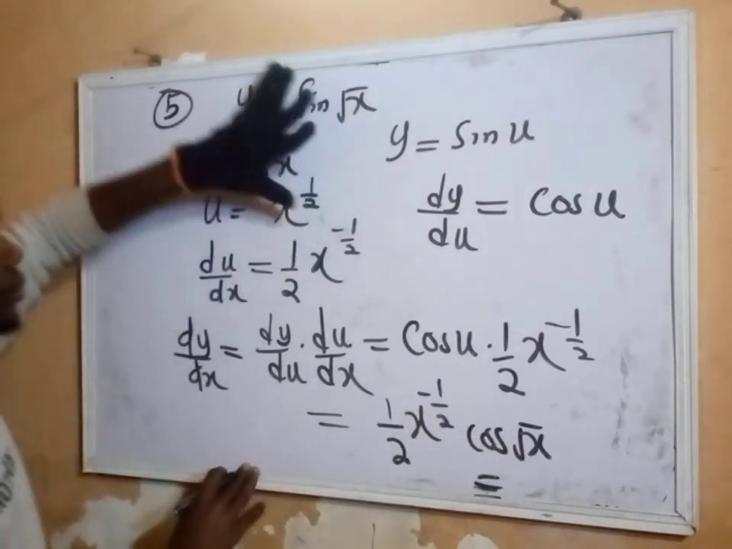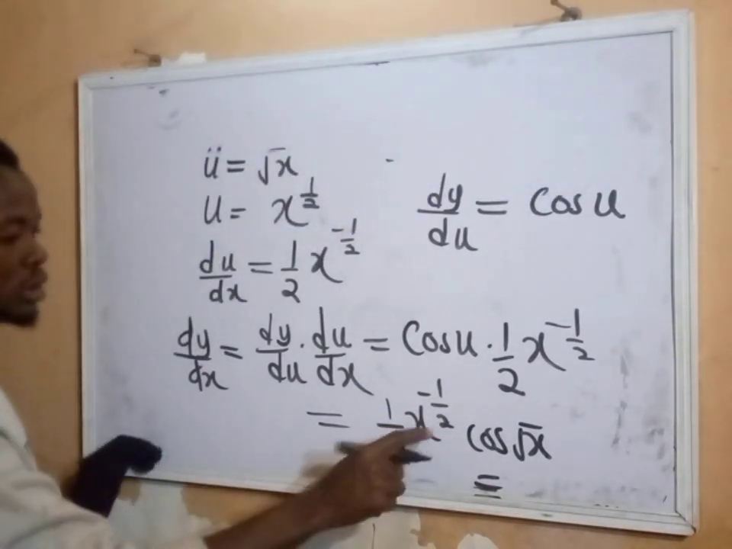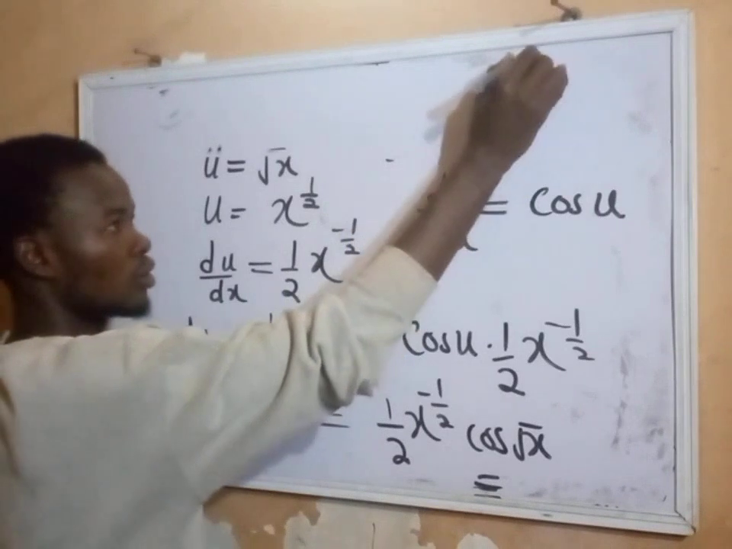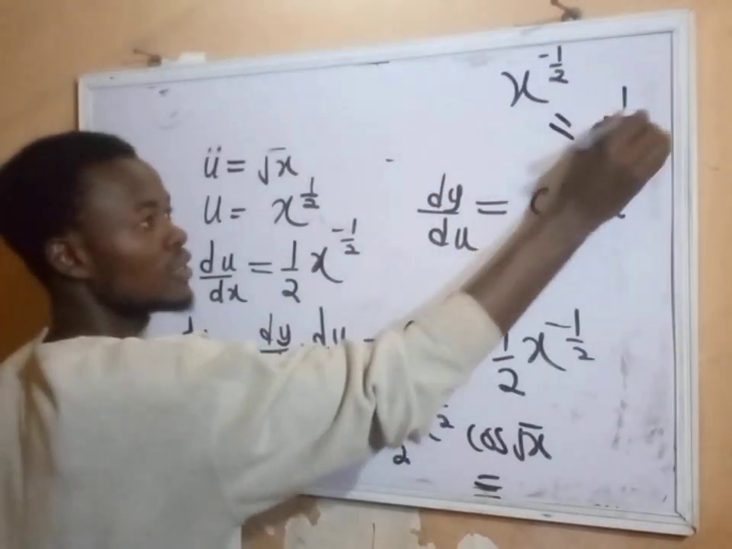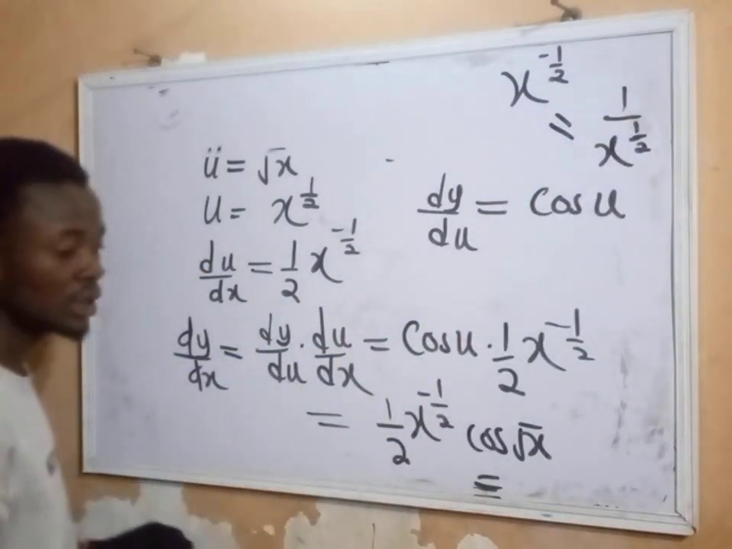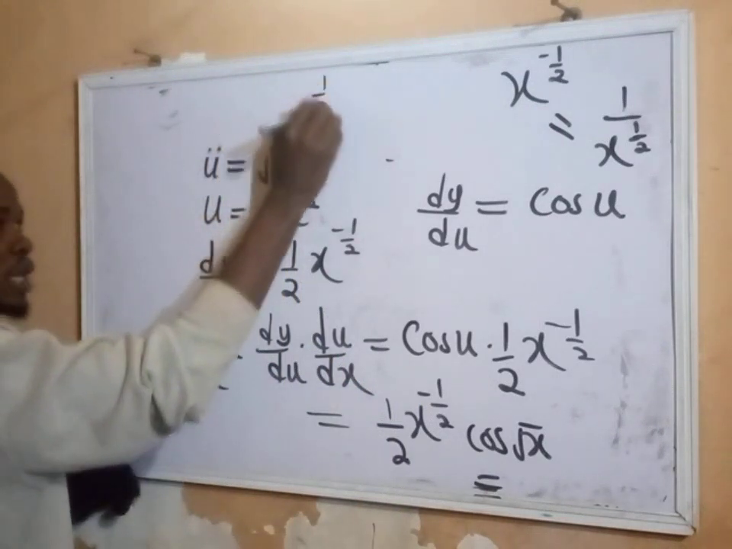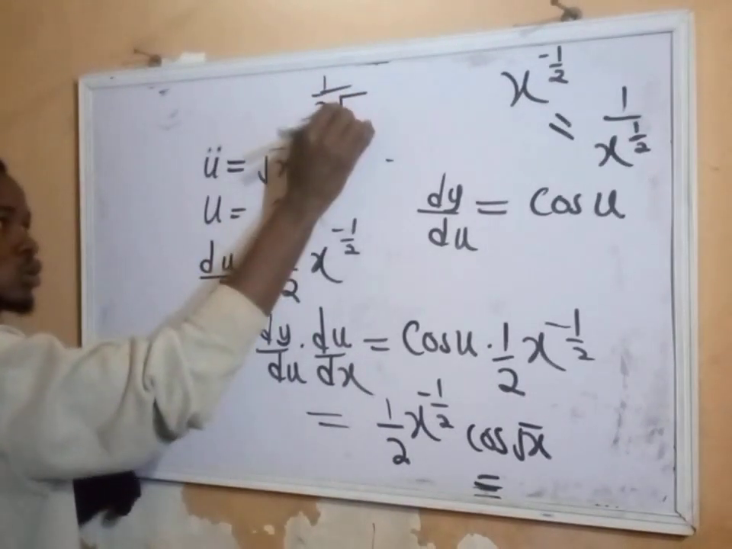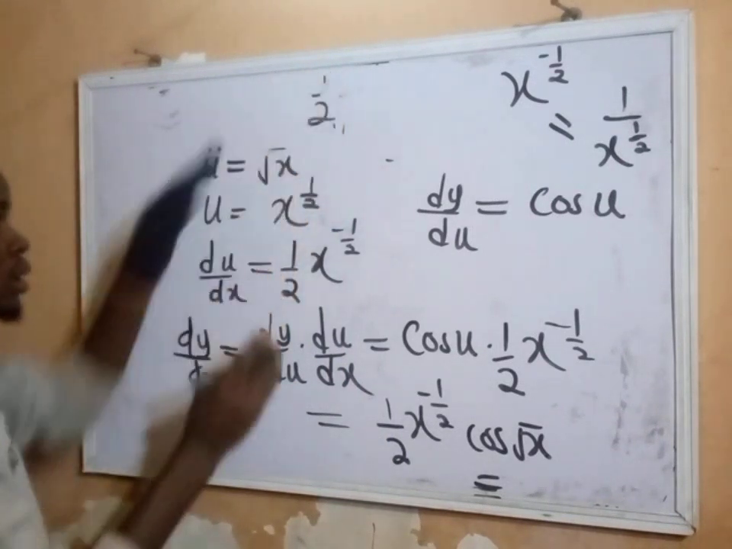To do that, I'm going to write it at the top here. Note that x raised to the power of minus 1 over 2 is still the same thing as 1 divided by x raised to the power 1 over 2. That is the negative power law of indices. By transforming this, we have everything to be 1 divided by 2, then root of, okay, let me just follow the step by step.